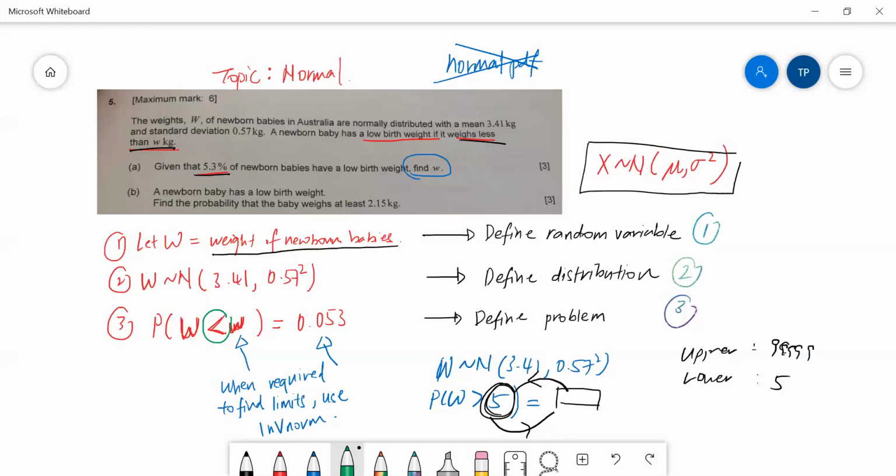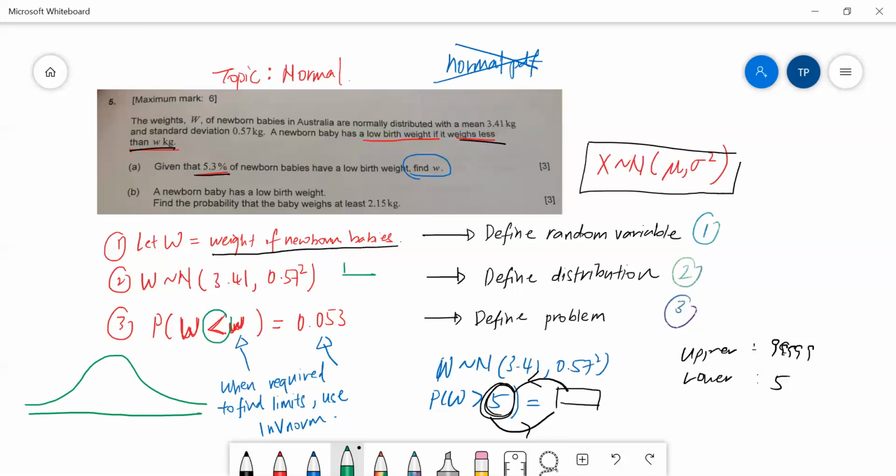But what if they ask you to draw the thing? Yeah, I was just about to draw it. Let me explain why this is always true. What this statement is trying to say is that the probability that the weight of the newborn babies is less than W is equal to 0.053.